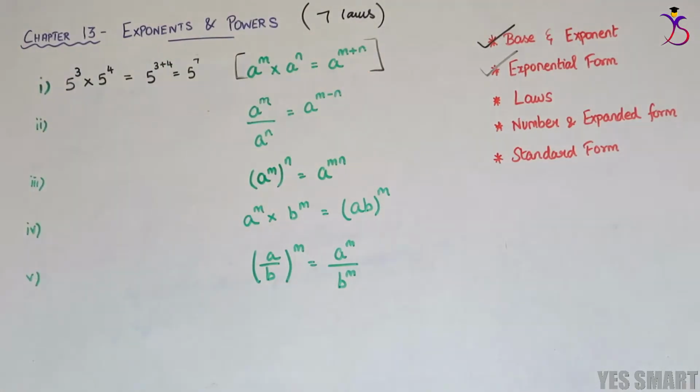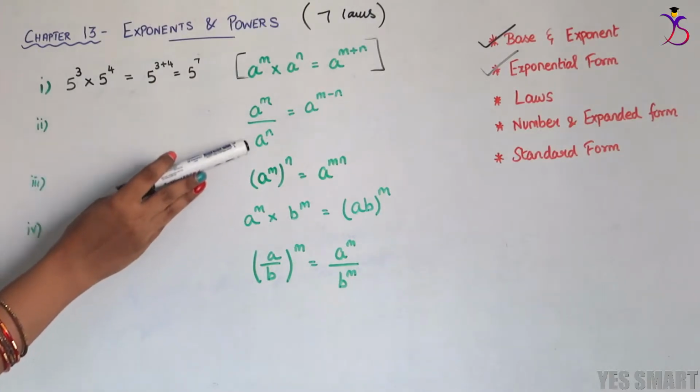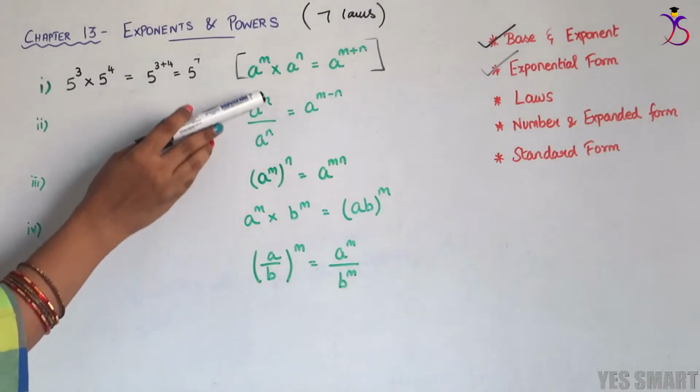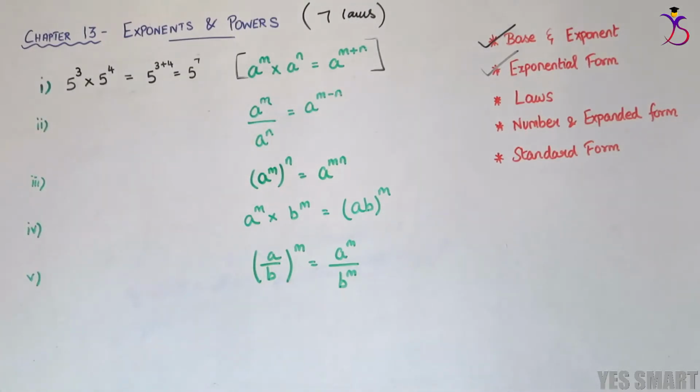Now moving on to the second law, which is called the division rule or quotient rule. When the bases are equal and the terms are in division, the powers can be subtracted. That is, a power m by a power n equals a power m minus n. Here in the numerator and denominator we have the same base and different powers. So in this case we can just subtract the powers.